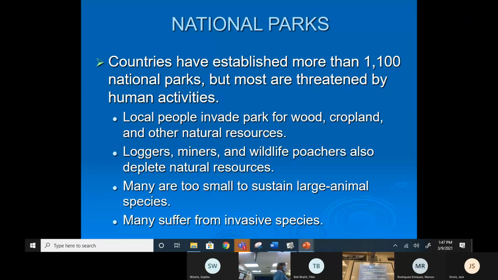Countries have established more than 1,000 national parks, but most are threatened. People go into the park to get wood, to grow crops. Loggers and miners and poachers go in there. Some of the parks are too small to really sustain large animals in a population level. And then we have problems with invasive species as well.